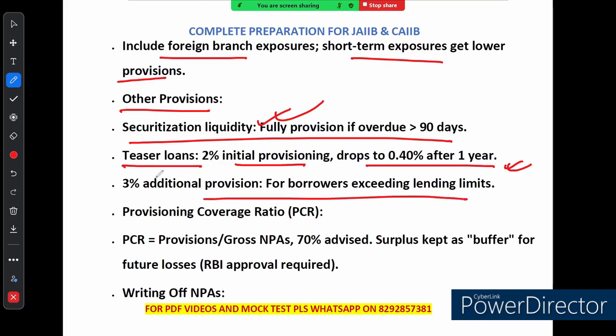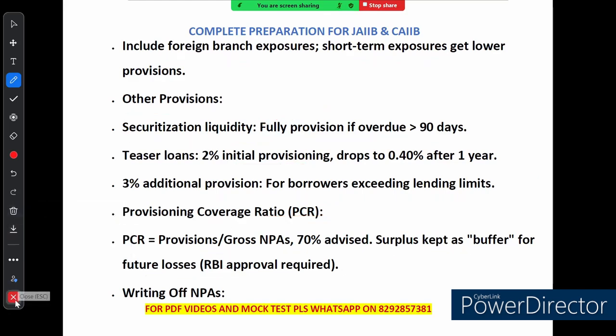Lastly, there is something called PCR, provisioning coverage ratio, which is the measure of how much a bank has set aside for bad loans as compared to its total bad loans. So a 70% ratio is advised, meaning 70% of the bad loans should have provision. Any extra can be kept as buffer for future losses, but this needs RBI approval. All these measures help banks stay cautious and prepare for potential risk. Remember, this PCR full form question is asked sometimes regarding PCR.